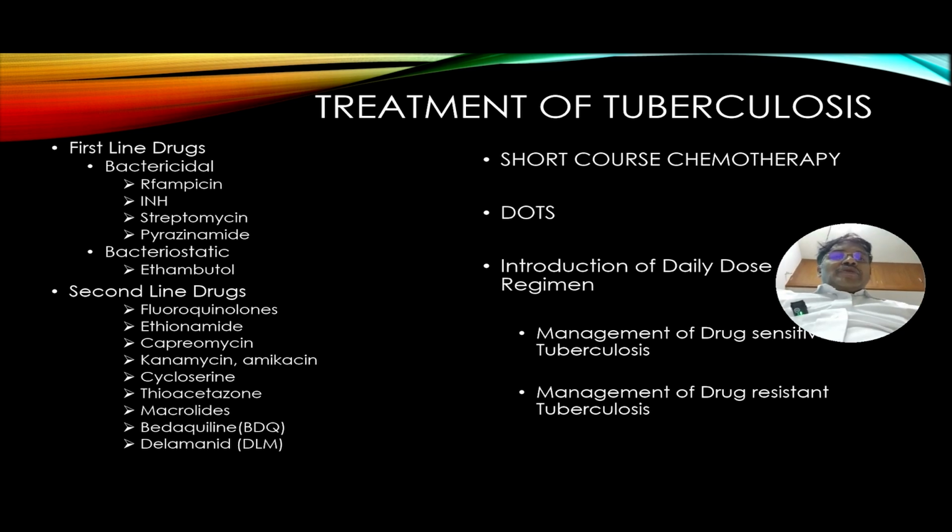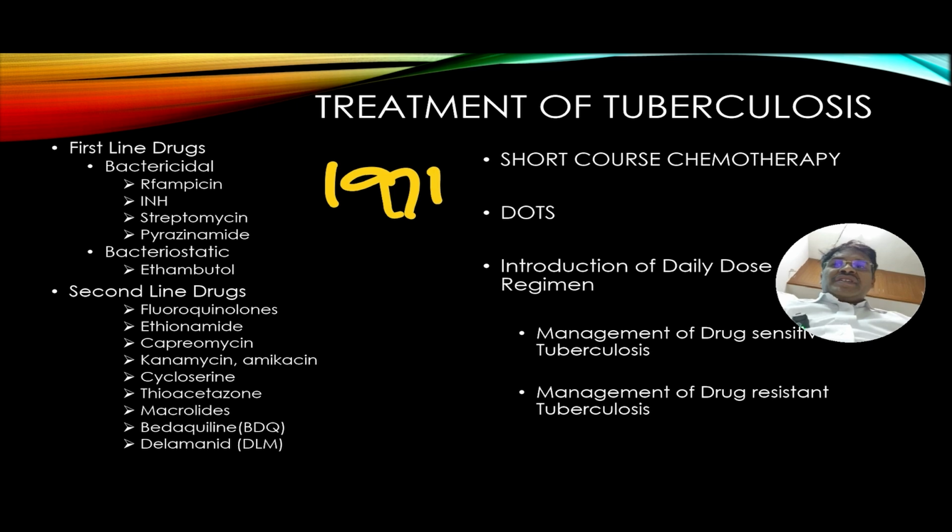Now coming to the approaches of tuberculosis control. Initially we used short course chemotherapy. In 1972, this short course chemotherapy was introduced. Intensive phase and then continuation phase. In the intensive phase, we are trying to kill the bacteria, so we use INH, rifampicin, pyrazinamide, streptomycin and ethambutol. Then for the next 2 months, we use the continuation phase, INH and rifampicin. But this is an older thing, short course chemotherapy.